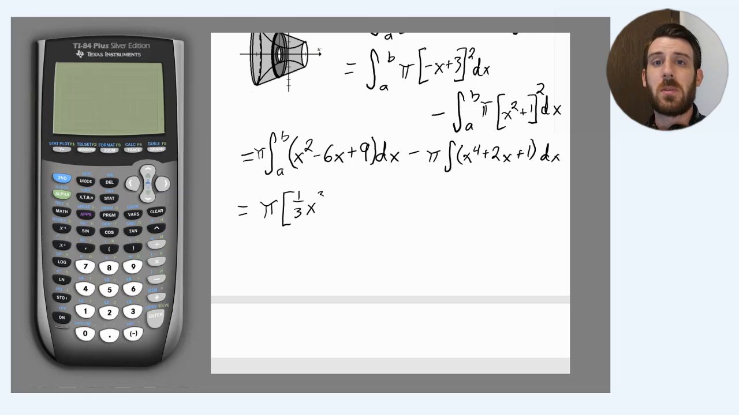For the x squared, it's just going to be 1/3 x cubed, right? This reverse power rule. And in fact, that reverse power rule is going to be applicable for every single term as we work through this.